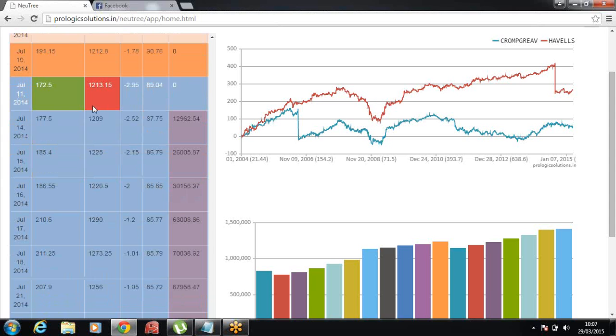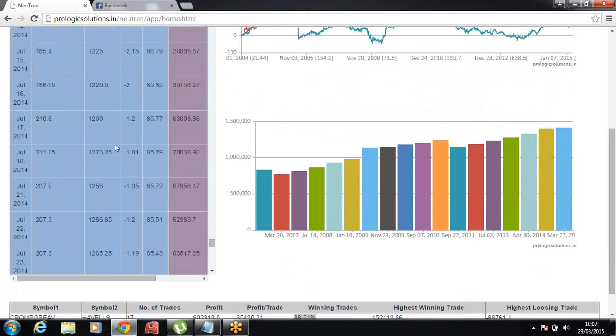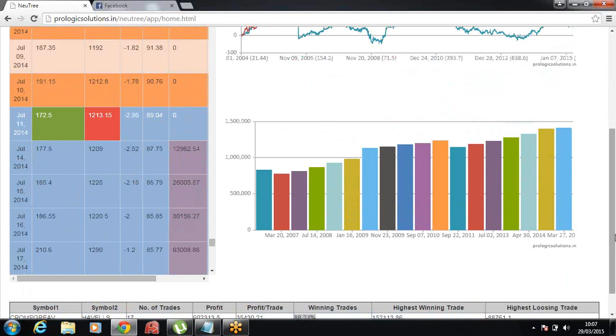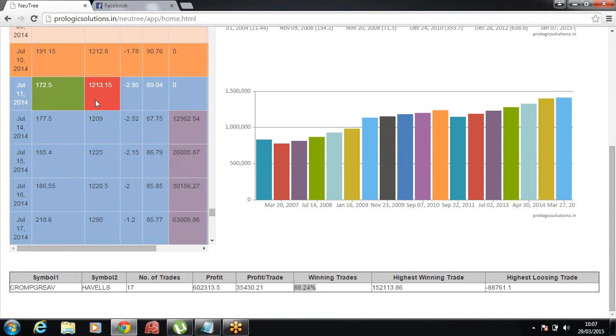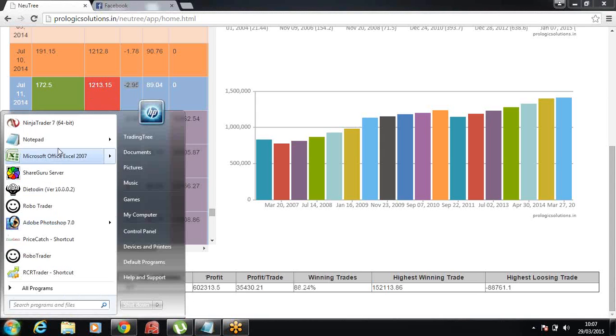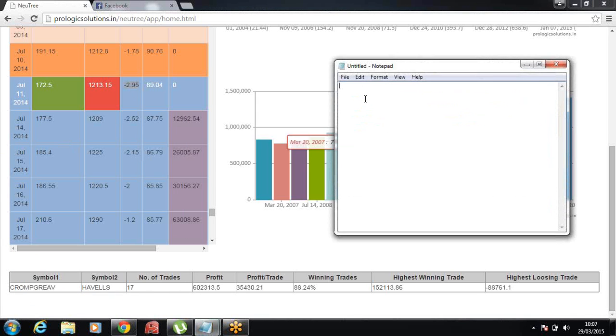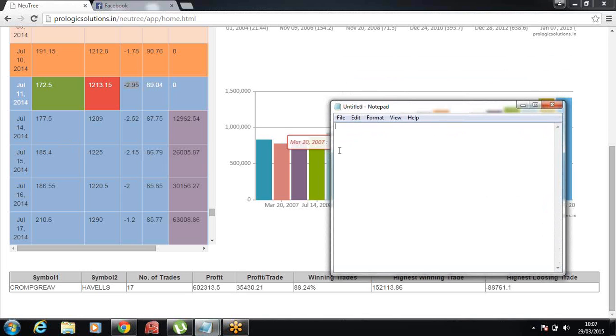So here you can see that the same thing, Crompton is a buy, and Havells we short it at 12.13. Your perfect z-score is 2.95. We wanted a z-score of 2.7 and up. Let me just put it here. Perfect.